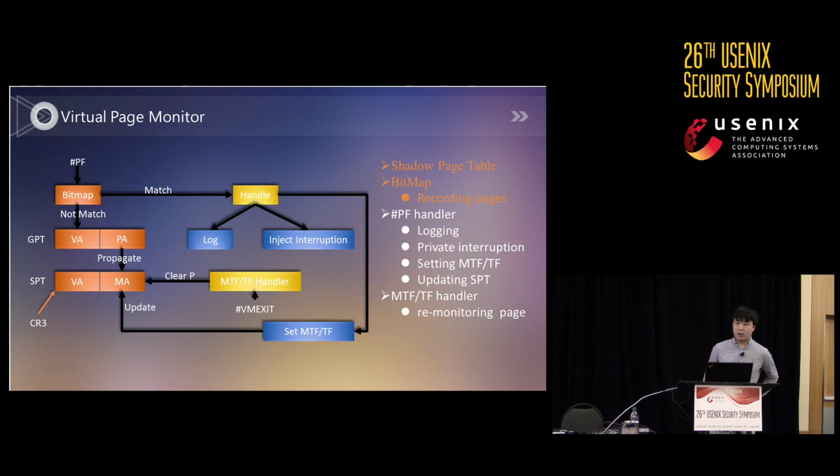If a bit is set to 1, the corresponding page is monitored, and the P flag in its page table entry of the shadow page table should be cleared. Any access to the monitored virtual page will trigger a page fault exception that will be captured by the hypervisor.